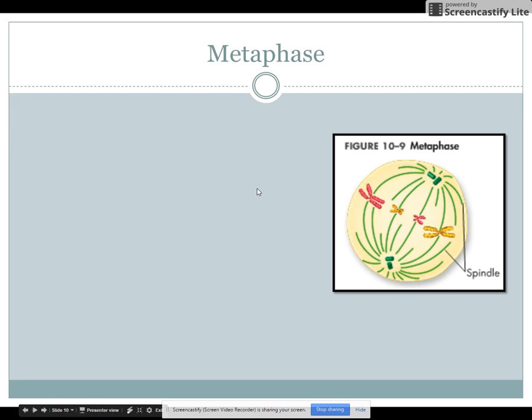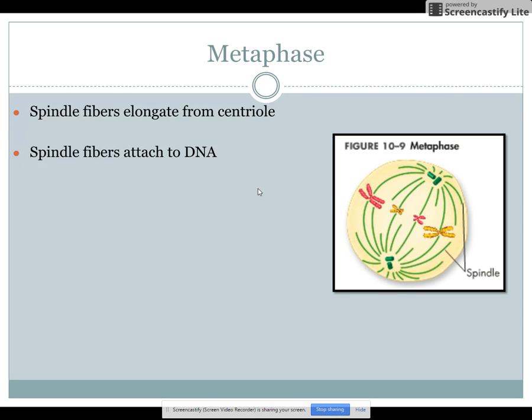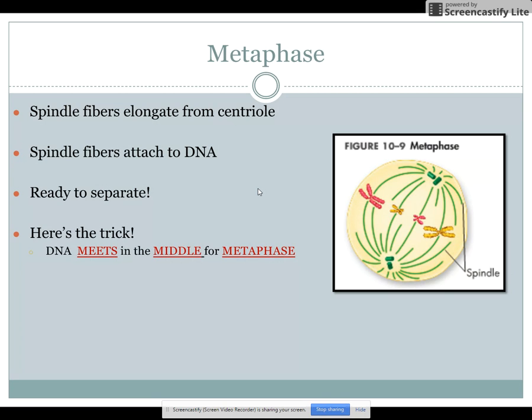Okay, so the next one is what's called the metaphase. And I got a little trick for this one. For the metaphase, the DNA meets in the middle. It's kind of got that M thing going on, right? Meets in the middle at metaphase. And if you notice in this image right here, all of our chromosomes, those X-looking structures, are meeting in the middle. They're all lining up and they're getting ready to get divided.